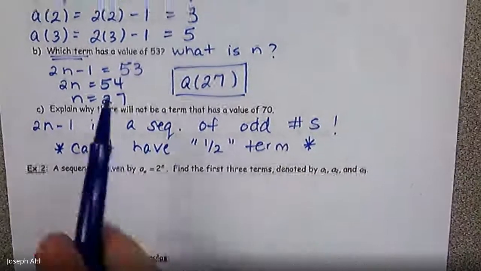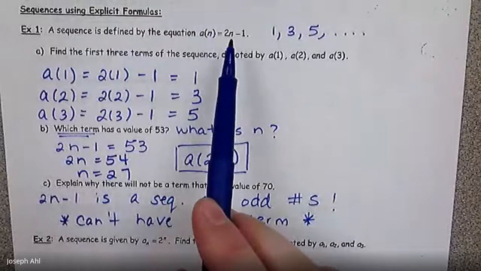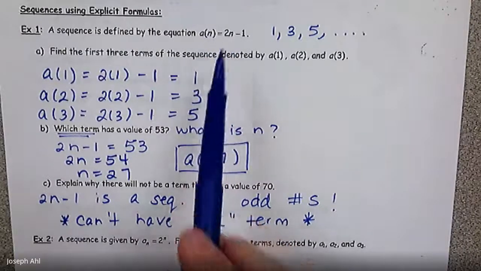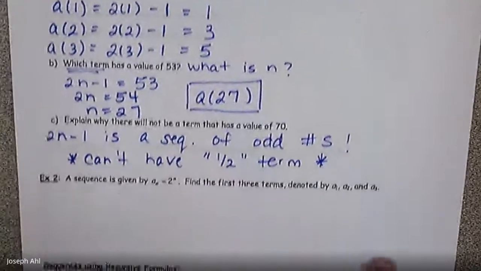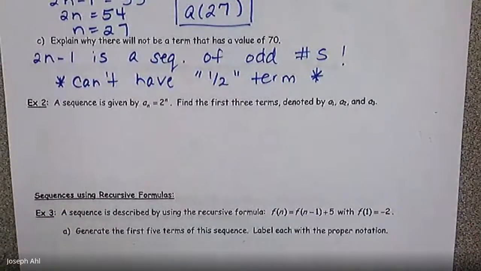So could I plug in a number for n such that the output here would be 70? Yes, but it would have to be something point 5. So since we can't plug that in, since we're only looking at n being a natural number, it's impossible for us to get 70 out of that. Okay. Let's go on to the next example.